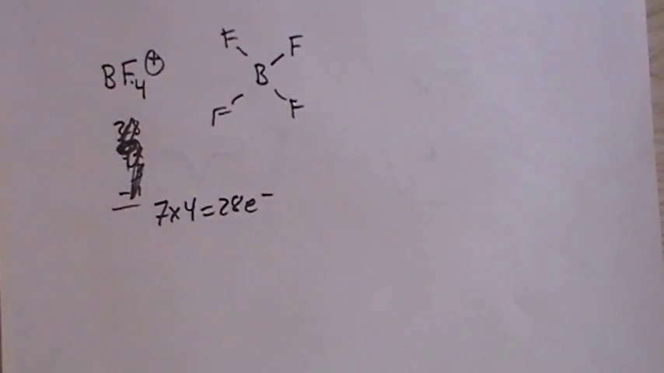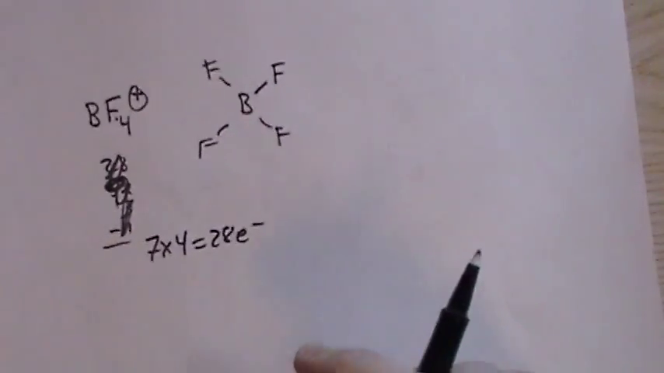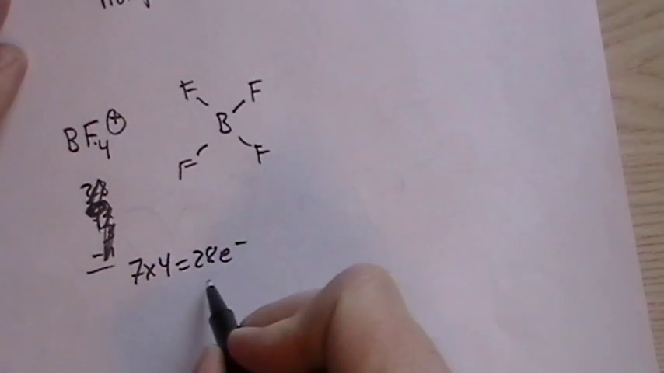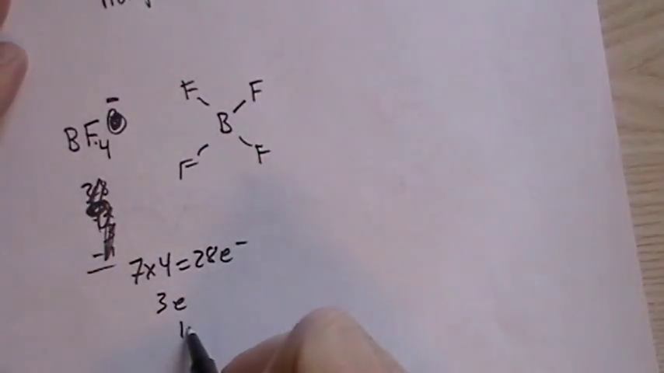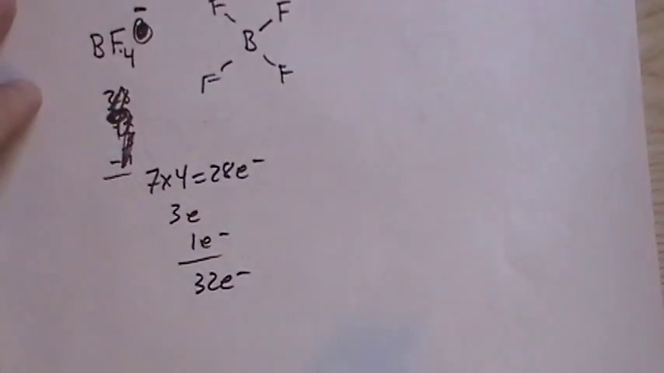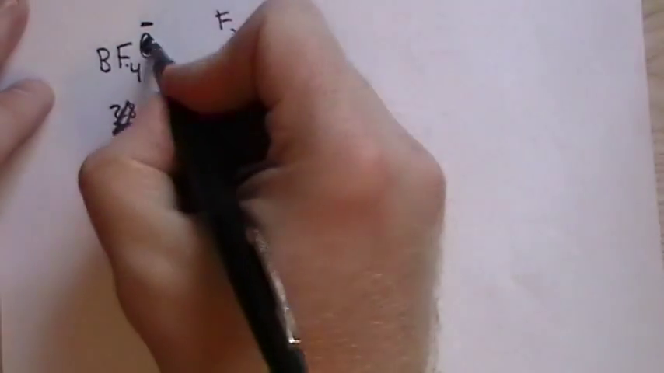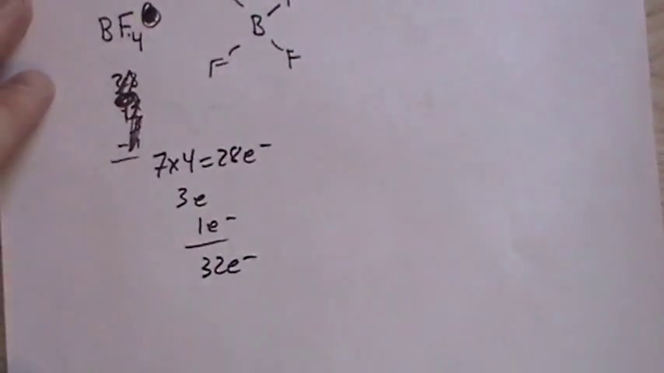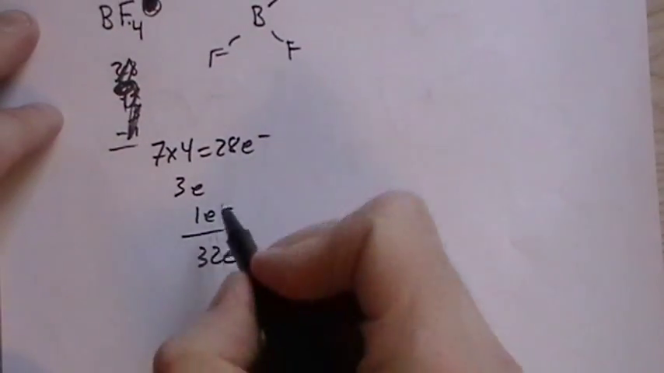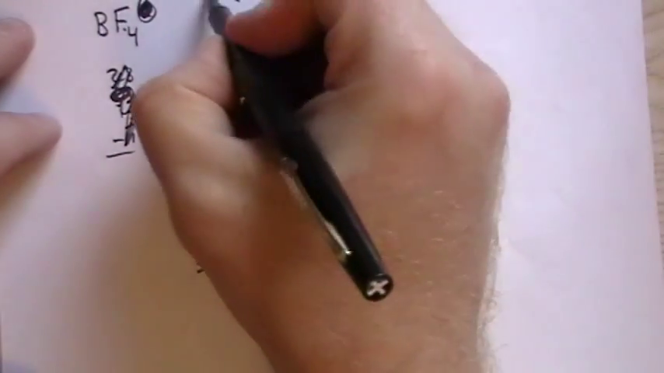Then boron is in group 3, so we have 3 electrons here, and then this should actually be minus. Sorry about that. So that'd be 32. But if we made it plus, it just wouldn't work out for us. So this is BF4 minus. As I was doing it, it wasn't adding up in my mind. It has to be 32. So this is what we have.